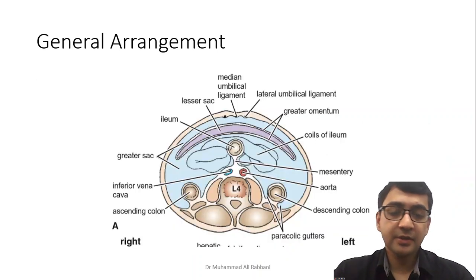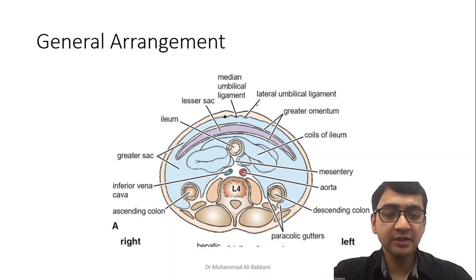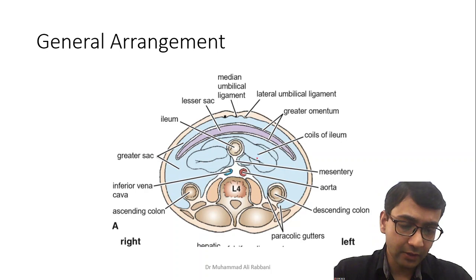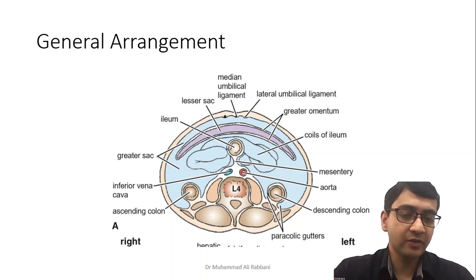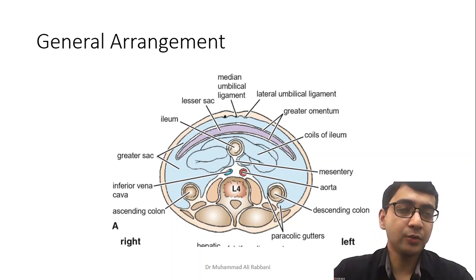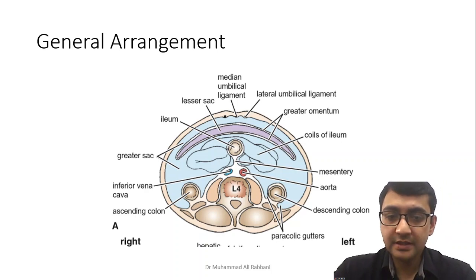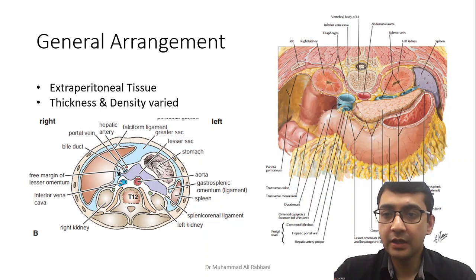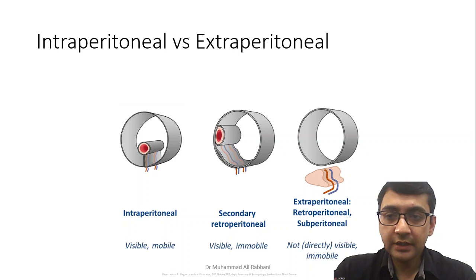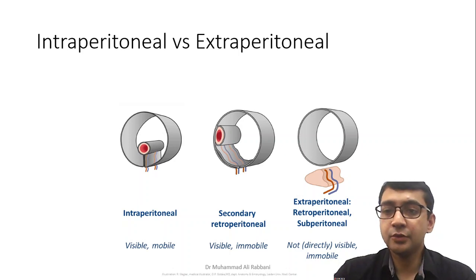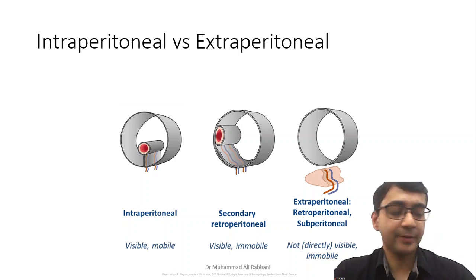I have added this picture to show that this peritoneal space is a symbolic gesture. Otherwise the whole space is filled with a lot of organs. There are coils and viscera, opposed to one another very closely. So the space is there as a basic principle, but it is very much limited due to the organs. Before going into that, you should know what is intraperitoneal and extraperitoneal.